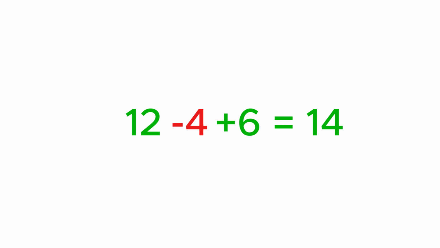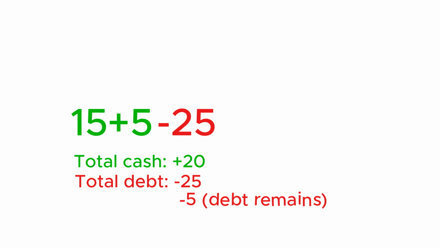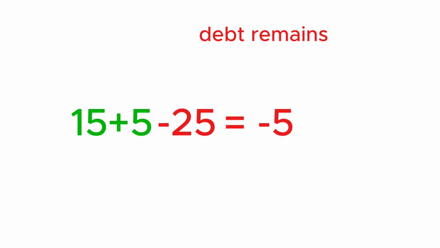So our next question: we receive $15 cash. We receive another $5 cash and we have a debt of $25. Our total cash is 20 and our debt is 25. So in this case our debt is more than our cash, so debt remains, and the debt that remains is 5. That is why it is carrying a minus. So 15 plus 5 minus 25 is equal to minus 5.